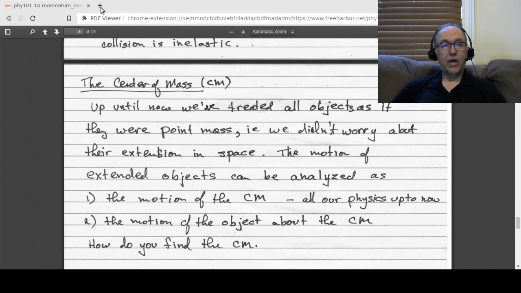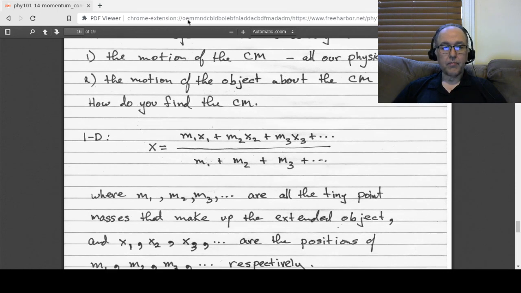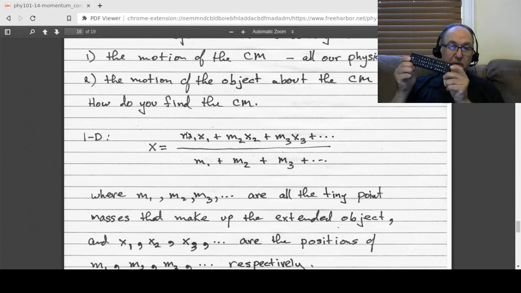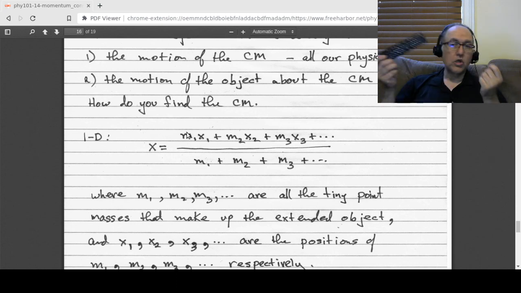How do we find it? Okay, so here's how you find it. In 1D, it's kind of the weighted average of the masses, okay? So this x means the position of the center of mass in 1D, and you calculate it by doing, if you've got a bunch of little masses, remember the extended object, how should you be thinking about it? It's a bunch of little masses. You could go right down to the microscopic level, okay?